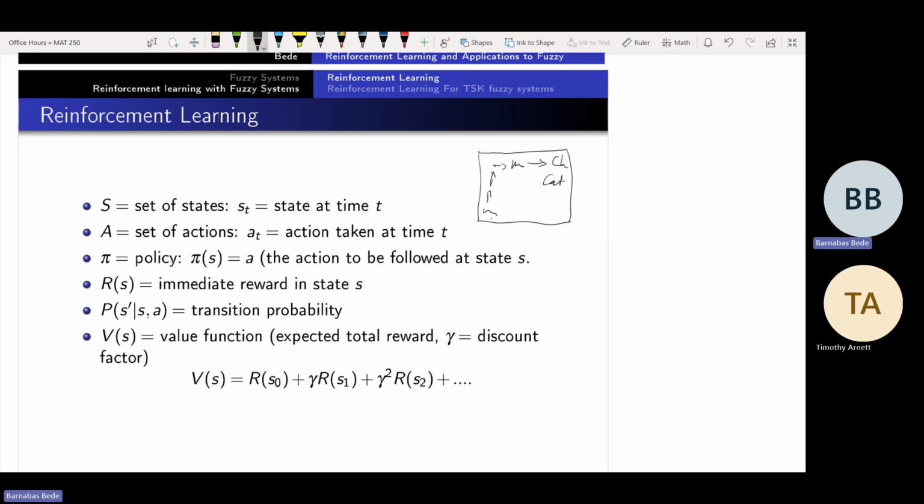Reward, R of S, is the immediate reward in state S. Typically, we assign a reward of +1, a positive reward, to something good, and a negative reward to something bad that is about to happen to our agent.